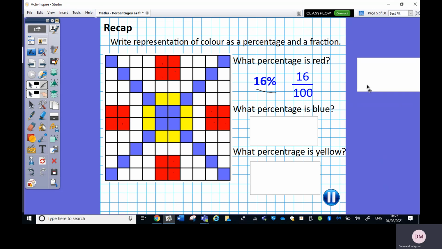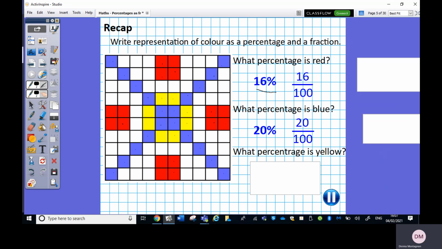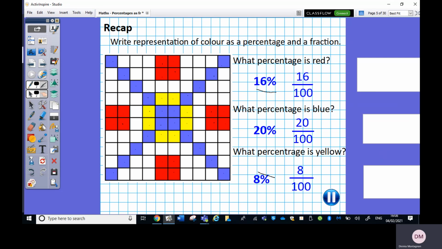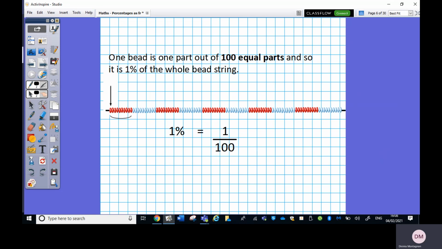Now let's take a look at the blue. We have 1, 2, 3, 4, 5, 6, 7, 8, 9, 10, 11, 12, 13, 14, 15, 16, 17, 18, 19, 20. So that would be 20% or 20 hundredths. And what percentage is yellow? We have 1, 2, 3, 4, 5, 6, 7, 8. So that would be 8%, 8% or 8 hundredths. How did you do? Did you get them all right? Fantastic.